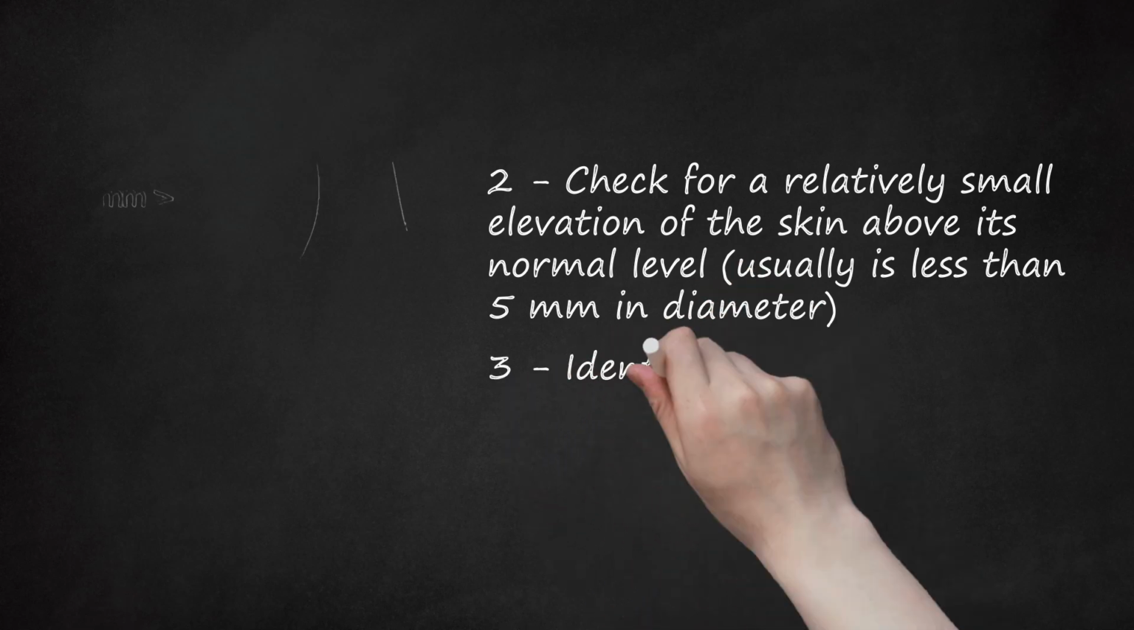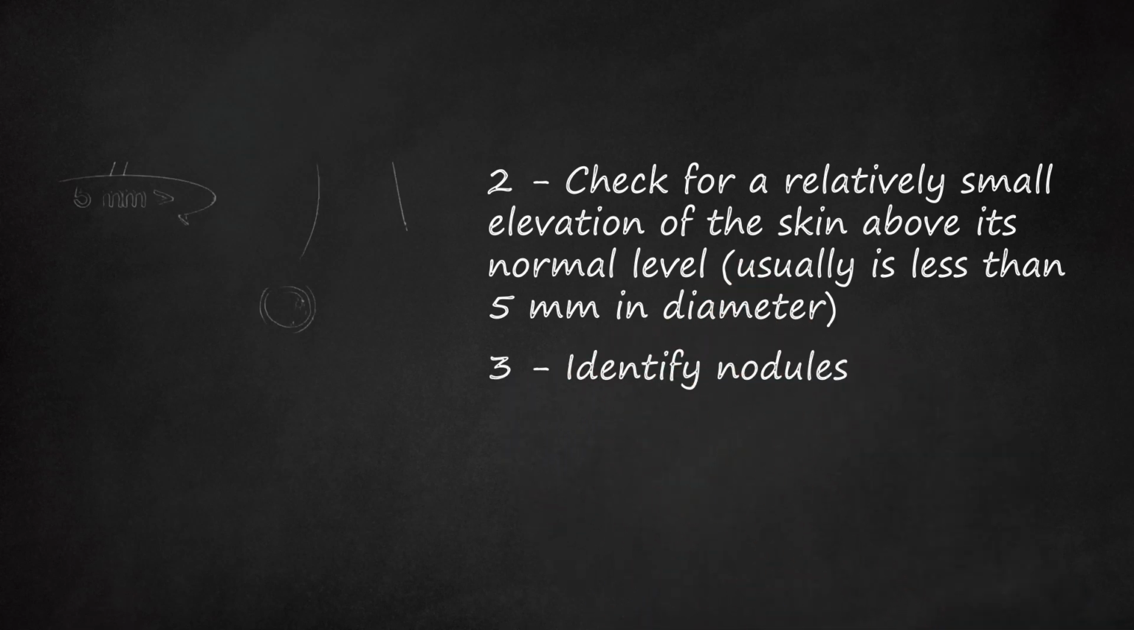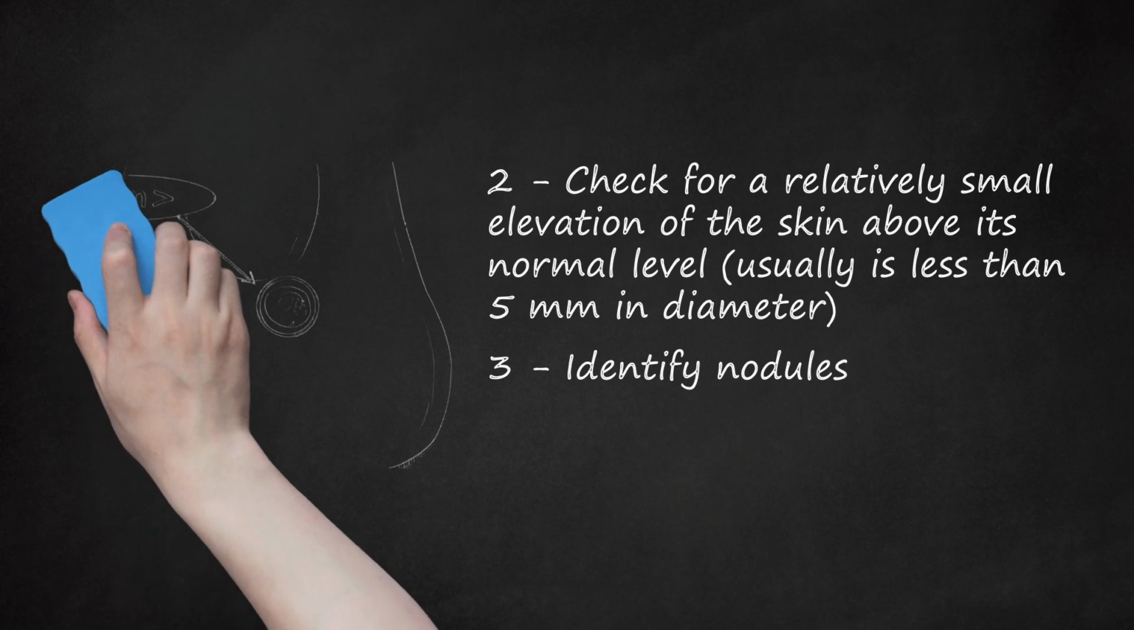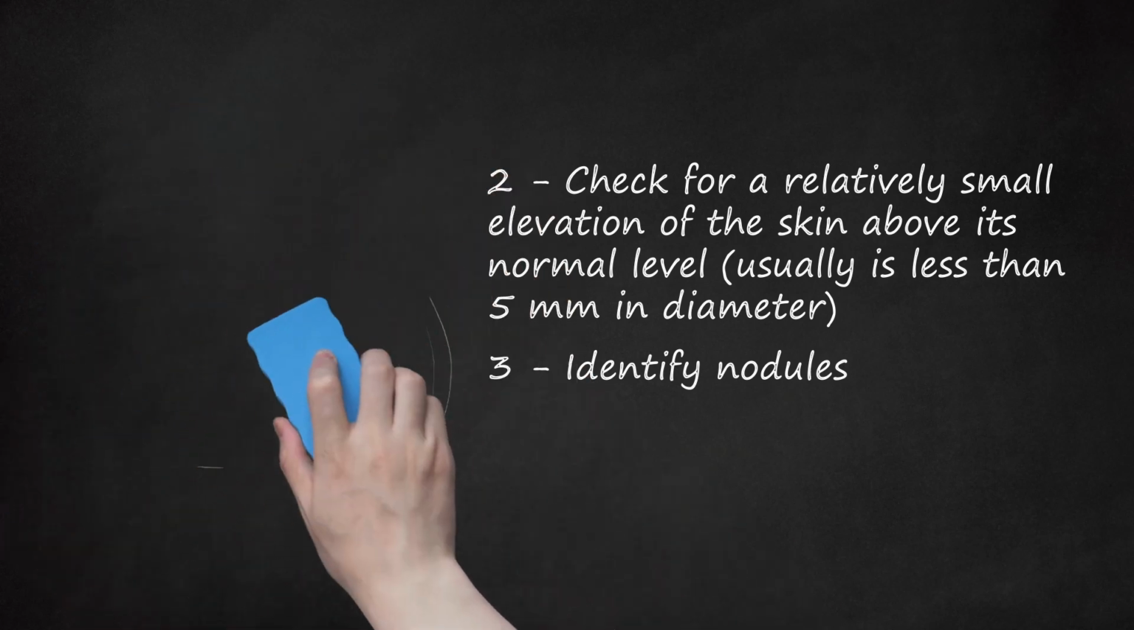3. Identify nodules. A skin nodule has similarity to a papule except it is larger than papules. They are usually larger than 5 mm in diameter. It can involve any one layer of the skin, whether it is the epidermis or the dermis. It can also be edematous or solid. Examples of skin nodules include dermatofibroma, which is a benign skin neoplasm. Another example is dermal nevus and nodular melanoma.